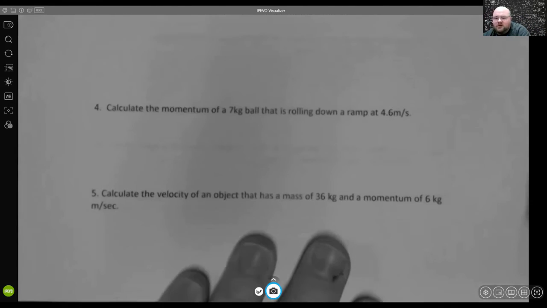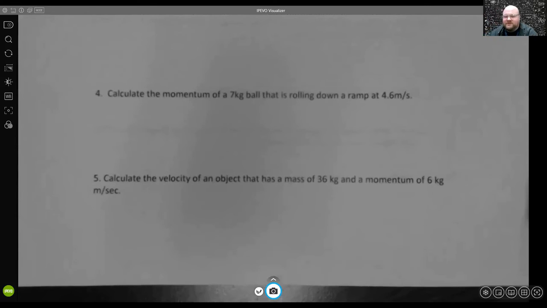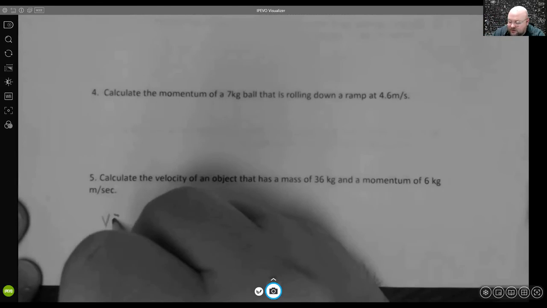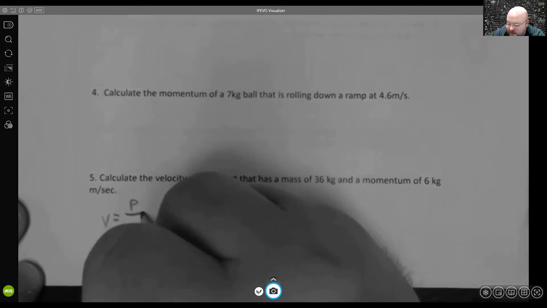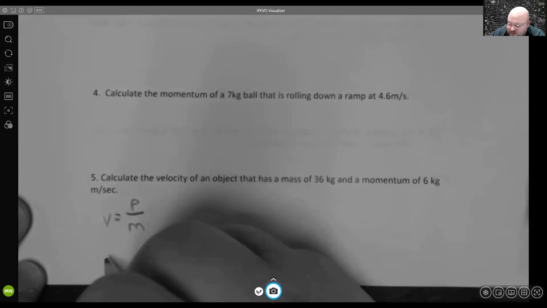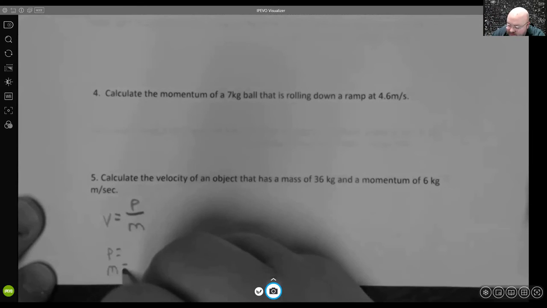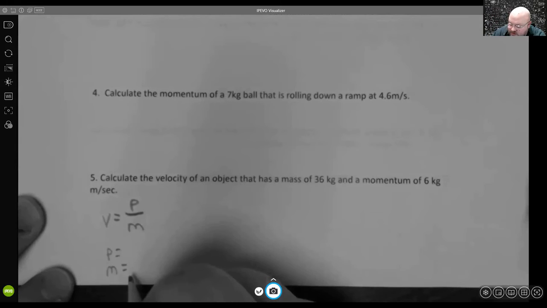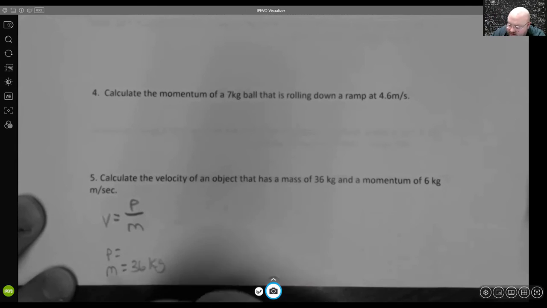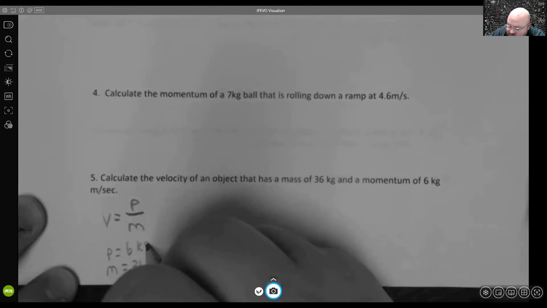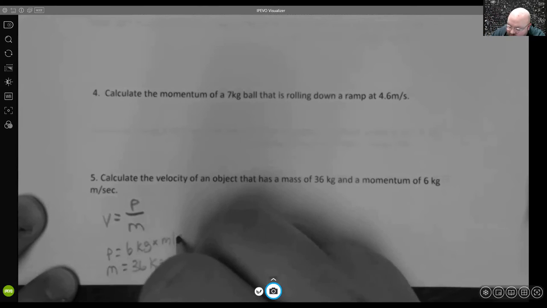Okay. On these examples, number 5 says, calculate the velocity of an object that has a mass of 36 and a momentum of 6. Now remember, if we're looking for velocity, the formula changes a little bit. Velocity is momentum divided by mass. So we take our momentum, we take our mass. Mass is 36 kilograms, and momentum is 6 kilograms times meters per second.